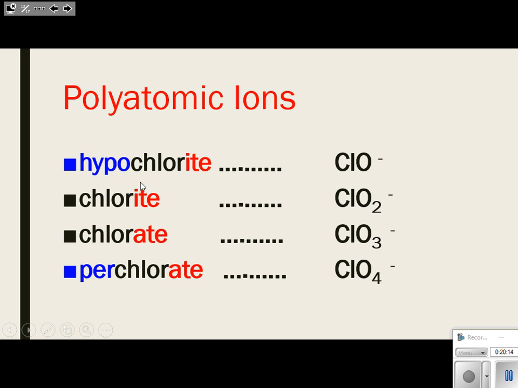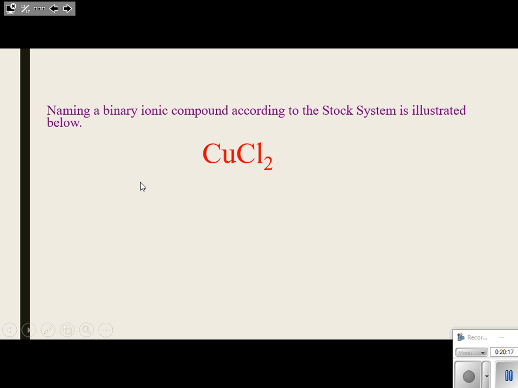Now, I don't think we're going to have a bunch of time left because we get out of here a little bit earlier. But naming a binary ionic compound. Binary means it's two elements, and this is an ionic compound. Now, how do I know something is an ionic compound? It is dealing with metals and nonmetals because we are gaining and losing electrons. Look at this right here.